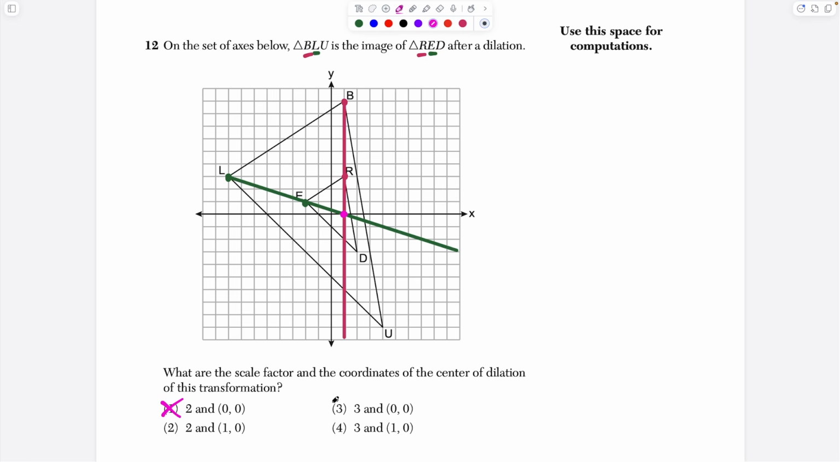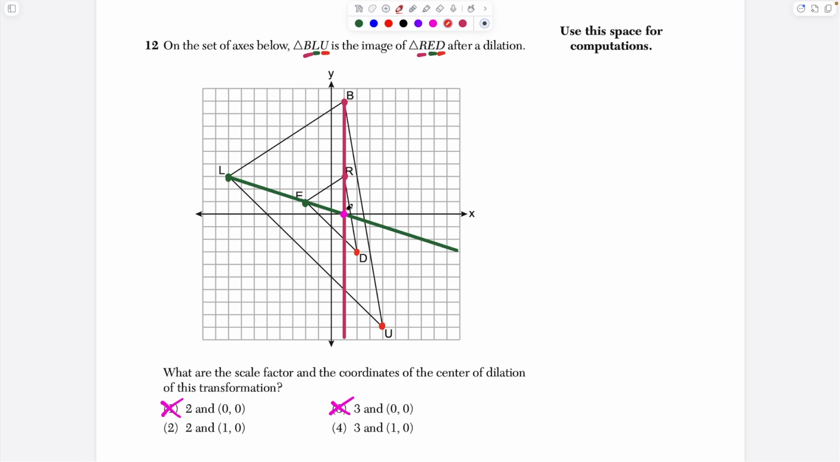So choices 1 and 3 are out. And just know, if I did the same thing here for the last pair of corresponding points, U and D, then if I do this, it should also go through that center of dilation. And notice here that it does. But I only have to do it twice here because all 3 will meet at the same place.